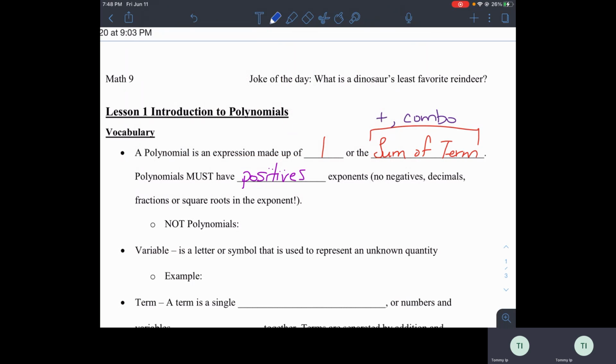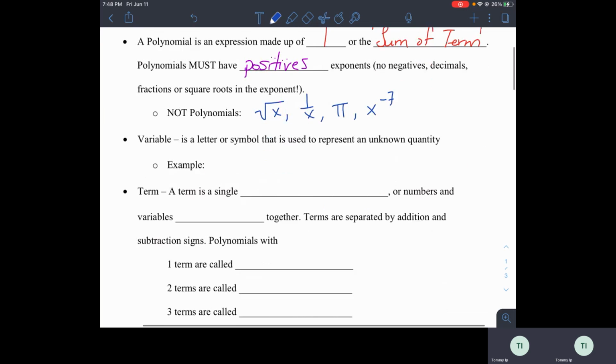But when we think of those, we want to think of each in terms of a letter or a variable. So something that can't happen: the square root of x, 1 over x, pi, x to the negative 7. Those are not ways that we can write into our equations or our expressions in this case until we move a little further on in senior math.